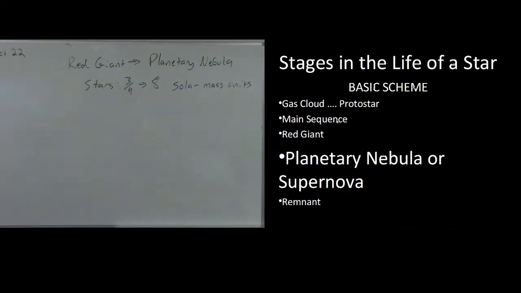The hydrogen fuel is depleted in the core. The helium is not in a place where the temperature is high enough to allow fusion of helium to occur. So the star's core shrinks. That pulls fresh hydrogen from the layers around the previous core down into a region where the temperature is high enough for hydrogen fusion to go again, and we get actually more energy produced. We get the red giant phase.